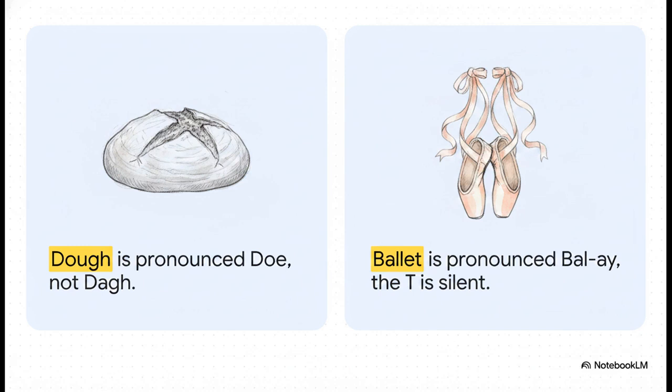And this brilliantly illustrates just how confusing English word endings can be. When you're kneading flour and water to make bread, you are making dough. Even though it looks like it should rhyme with tough or rough, it's actually pronounced dough. And for that beautiful style of dance, you do not pronounce the T. Ballet is simply pronounced ballet.